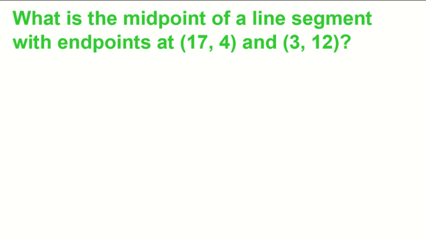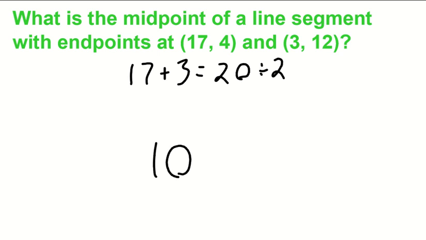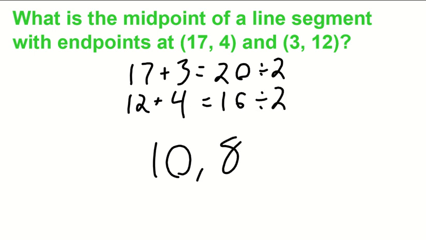All right, so when you're looking for the midpoint, you're basically finding the average between the x values and the y values. So that means you take your x values, add them, and divide by 2. And that makes your new x value for the midpoint. Same idea for the y values. You take your two y values, add them, divide by 2. That gives you the y value for the midpoint, and that makes your ordered pair.